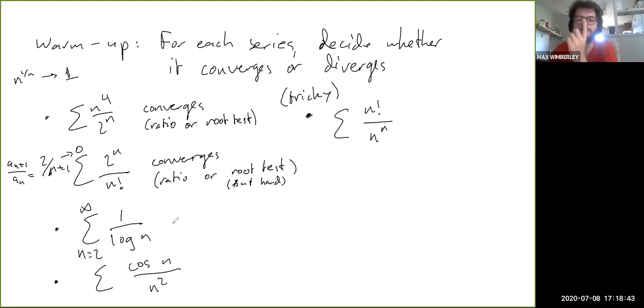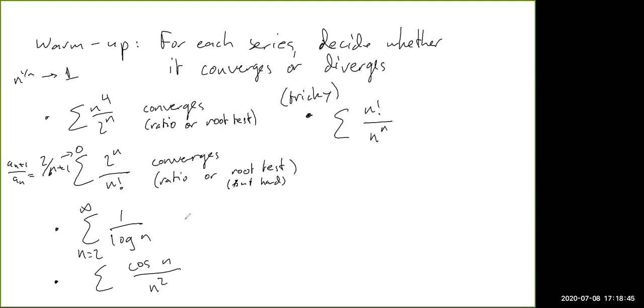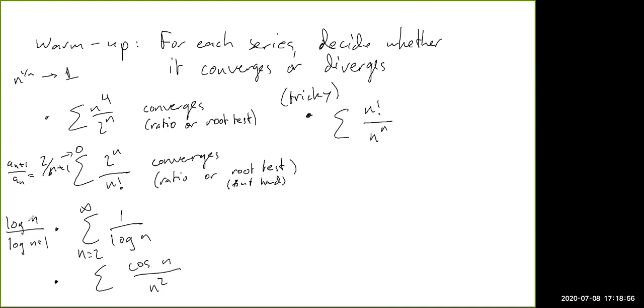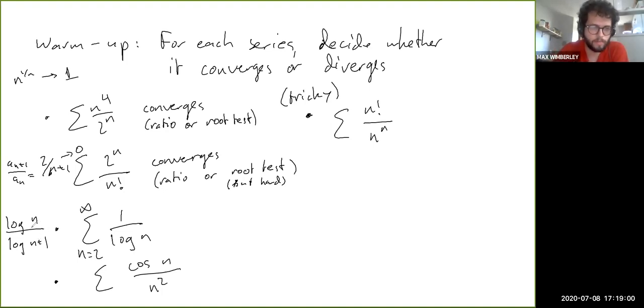Okay, not quite. You should end up with log of n over log of n plus 1. Yeah, you just can't combine the logs this way. And this approaches 1. So the ratio test actually gives no information in this case.